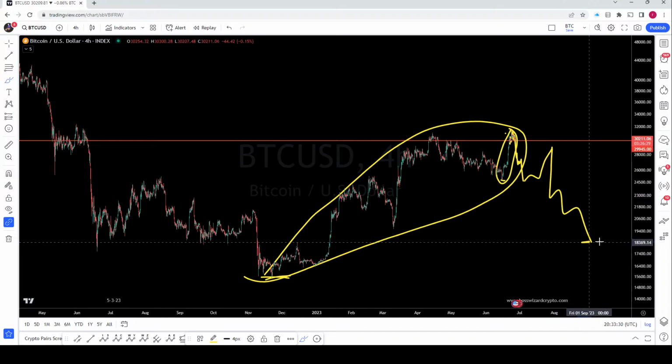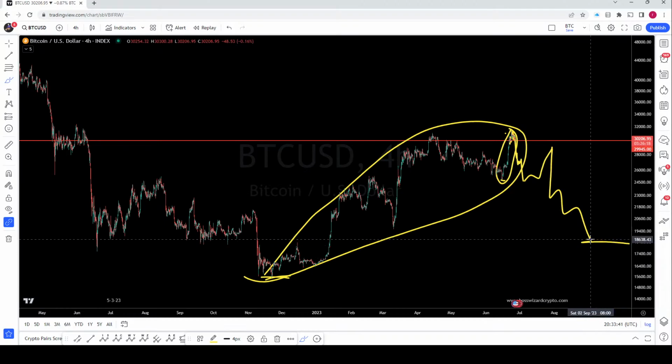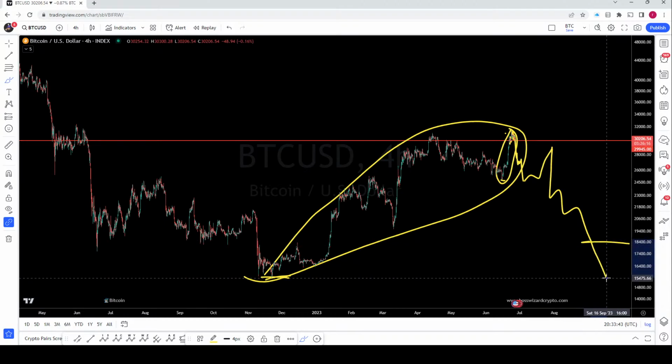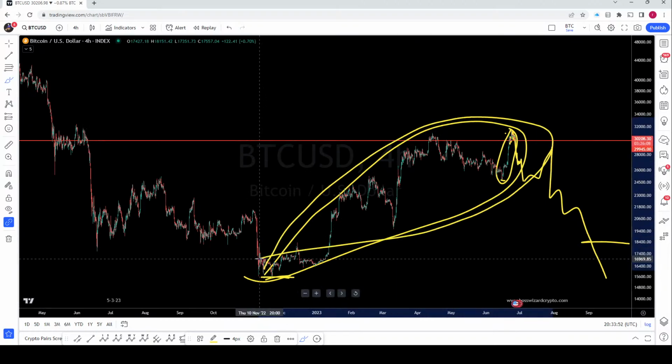And at this point, now are we done, right? That's the question then you need to ask yourself, right? Because if this comes down and breaks this low, right? Then it's the same thing all over again. That means that this is all done.